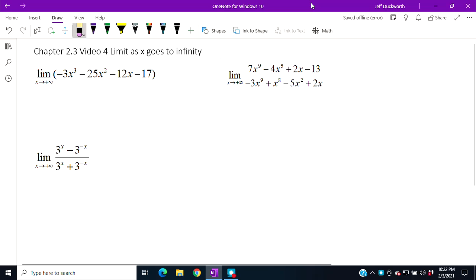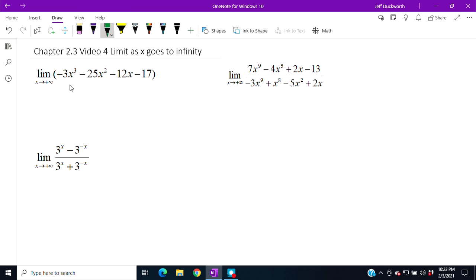All right, so I'm going to go over some limits that take x to infinity. You can do the same thing with negative infinity. All of these go to positive infinity. Essentially, what you're trying to assess here is end behavior for the function, or the quotient of functions. So let's take a look at the first one, which should be the easiest of the three.